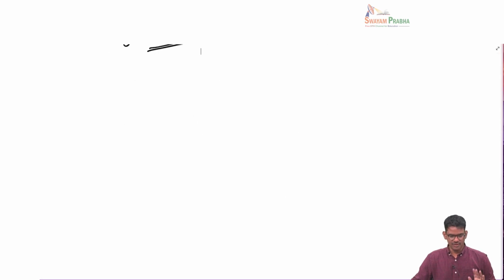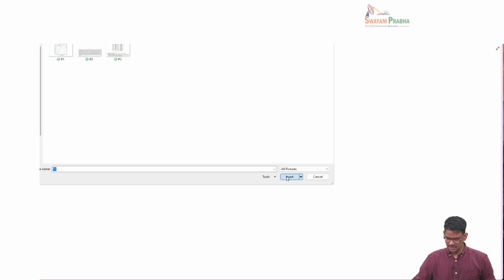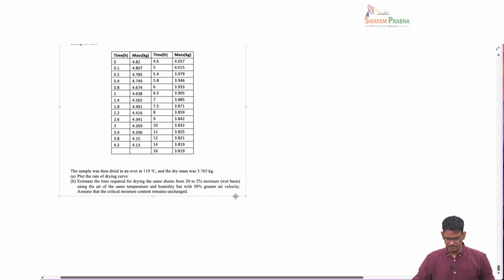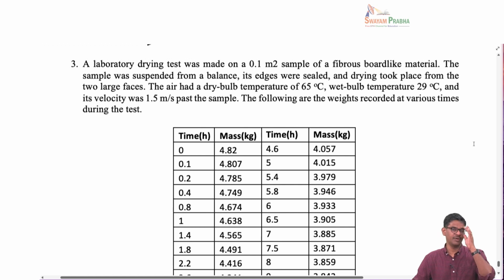Now, because of time, the third problem I will not do in detail, but I'll just illustrate one issue, and then you can just try this at home. I wanted to include this problem because if you do a mass transfer unit operation lab, this is the kind of raw data you will collect. So it's very important in that sense. How do we reconcile this raw data and then convert it into a drying rate?